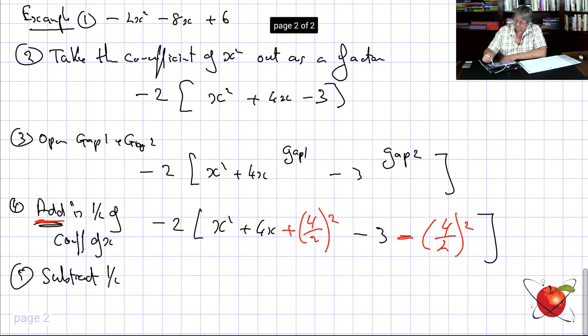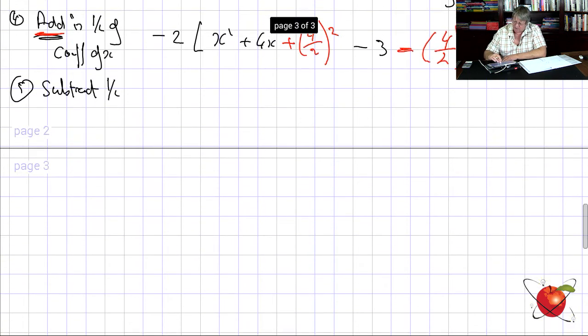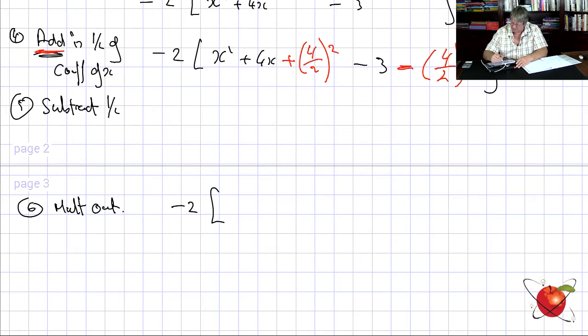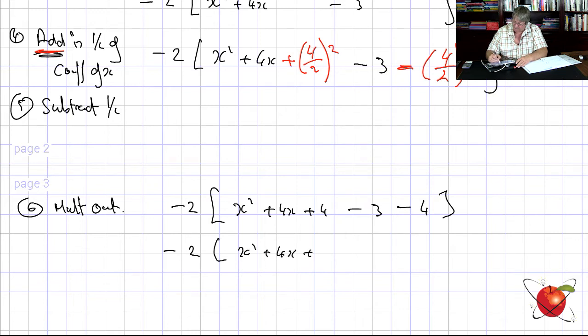The next step is going to be, multiply it out. Multiply out. Okay, minus 2, just inside, x squared plus 4x. That is plus 4, correct? Minus 3 minus 4, which gives me minus 2 x squared plus 4x plus 4 minus 7.